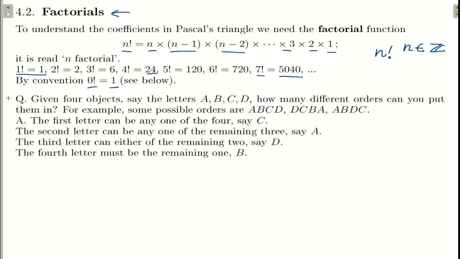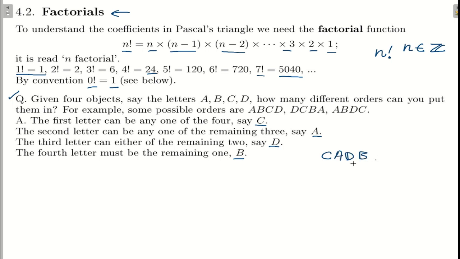We do another exercise. The question is, given 4 objects, say the letters A, B, C, and D, how many different orders can you put them in? For example, some possible orders are A, B, C, D, D, C, B, A, B, D, C, A, and so on. The first letter can be any of the 4 characters. Let's say it's C. And the second letter is any of the remaining 3: A, B, and D. We choose A. And the third letter can be either of the remaining 2 letters, D or B. We choose D. Finally, the remaining character should be B. So we have C, A, D, B in this case.